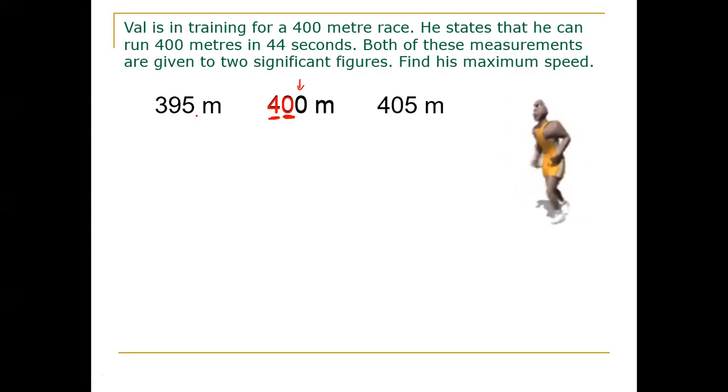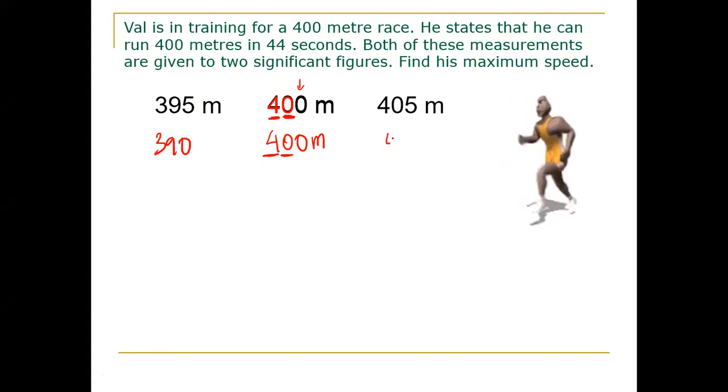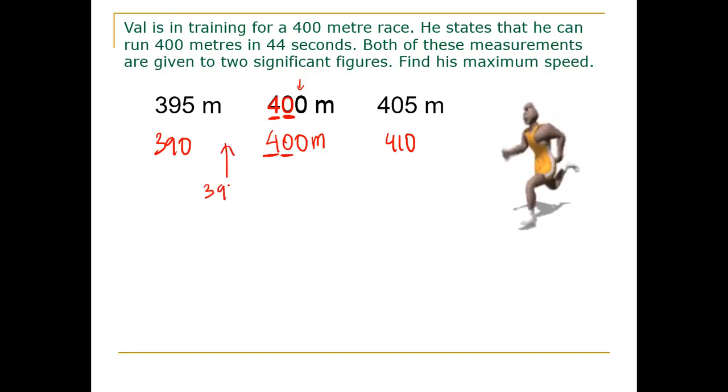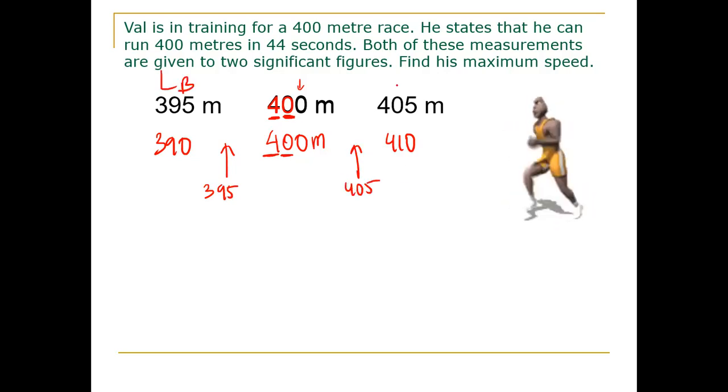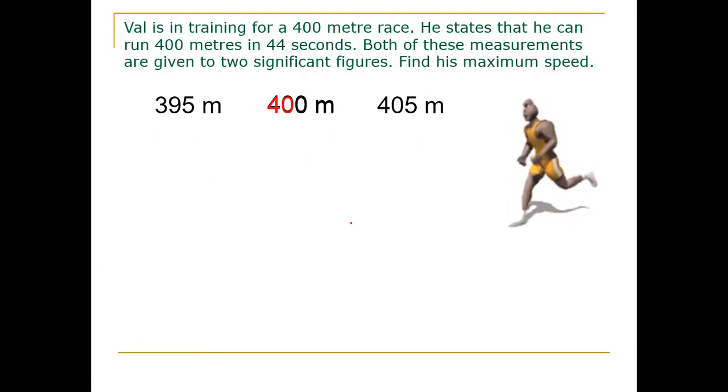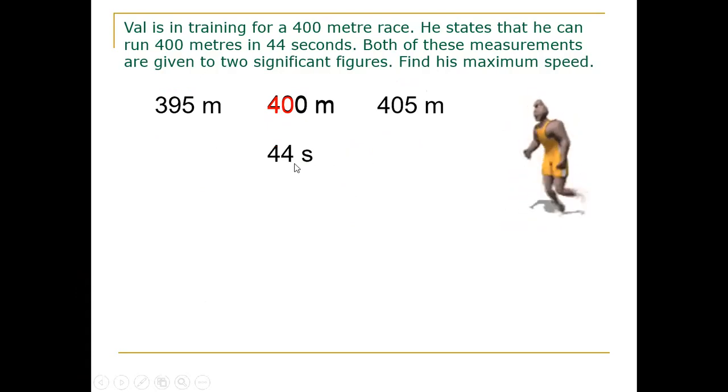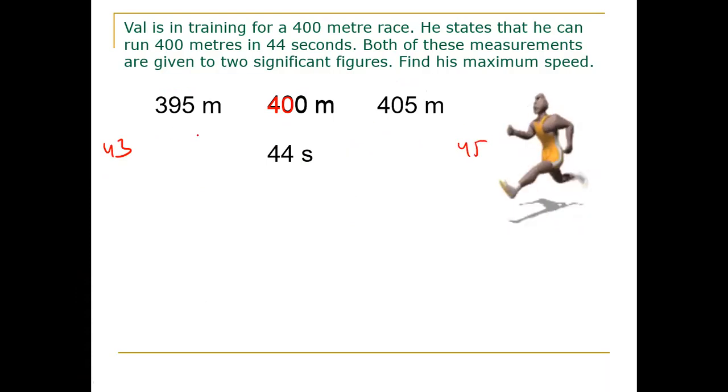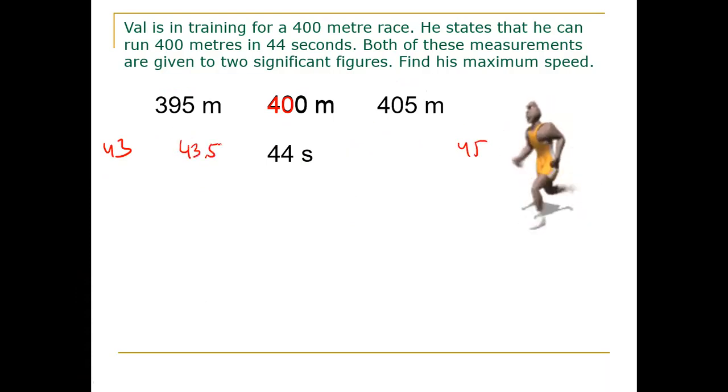So it is 395 until 405. Or if you want to think of it simply, 400 meters is two significant figures. So it's nearest 10. So it's between 390 until 410, right? And you find the middle of 390 and 400, which is 395. And the middle of 400 and 410 is 405. That's for the lower bound and for the upper bound. Then what do we do next? And 44 seconds. Well, 44 seconds is in between 43 and 45. The middle will be 43.5.